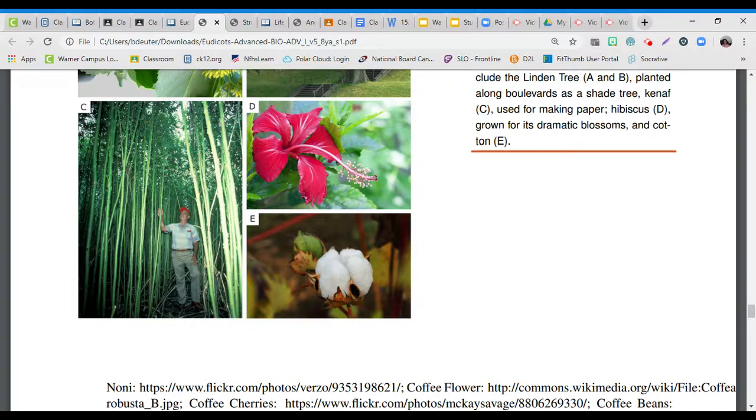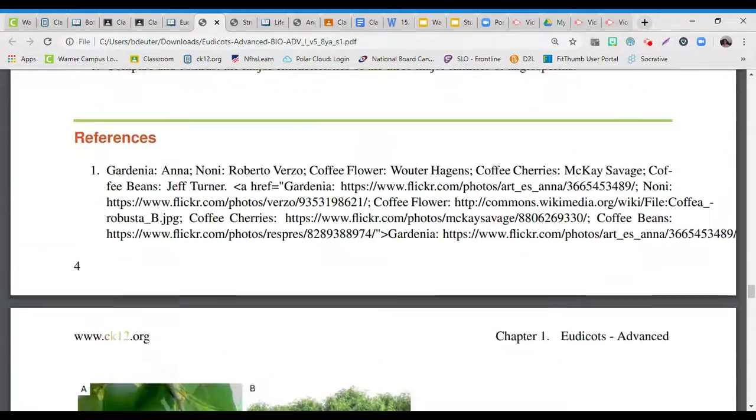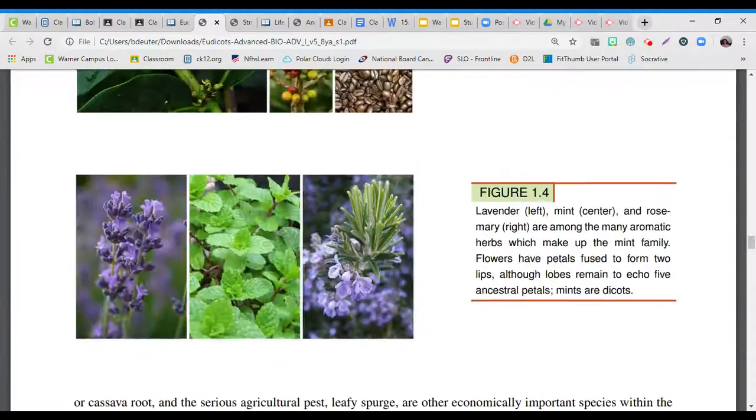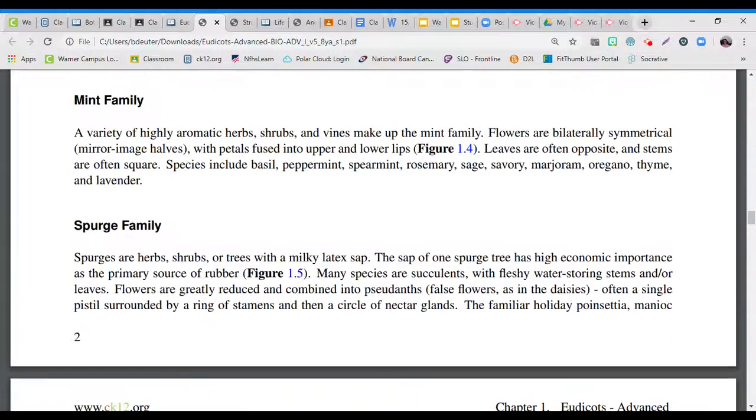So again, those main plants are asters, which are daisies and sunflowers, our legumes, which become our peas, our mints, which are a lot of the herbs that we use, spurge, which is an herb, also rubber trees, our mallows, which are hibiscus and cotton, and then our madders, which are up here and used for coffee.